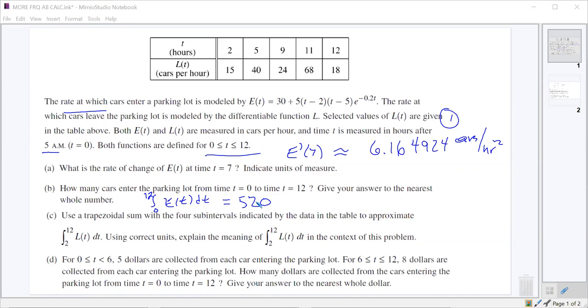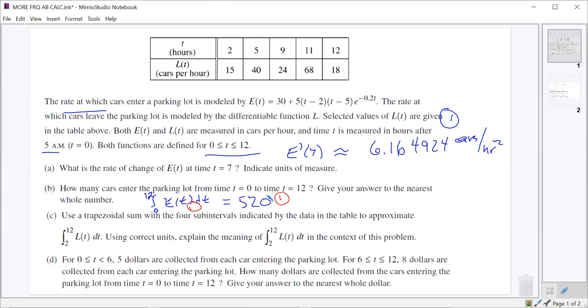They gave you 2 points for that one, 1 for the setup and 1 for the answer. If you didn't round it, they didn't give you the points for it. Had to round it because they said to. Everybody good there with part B?